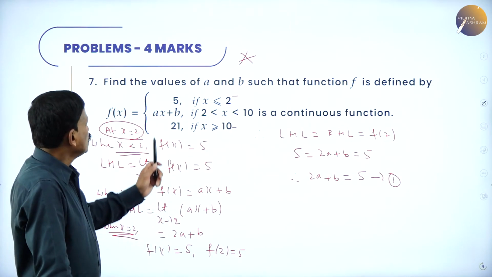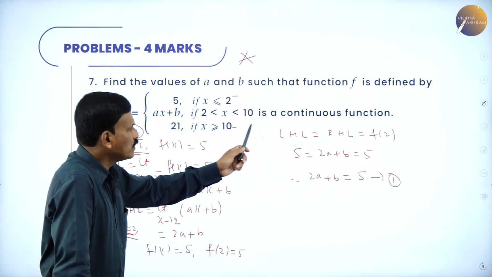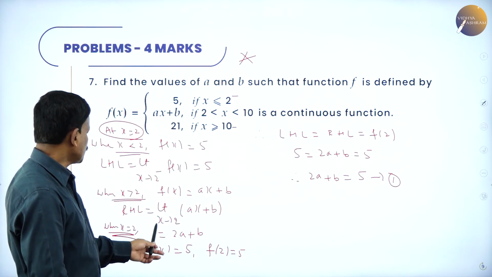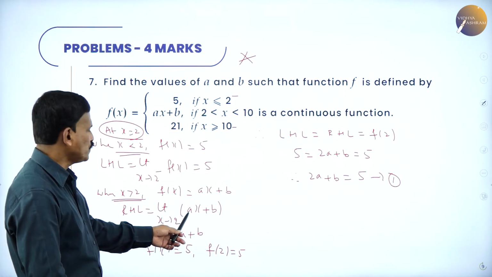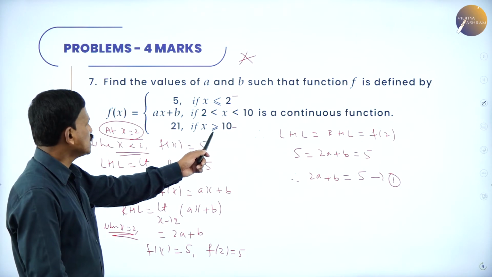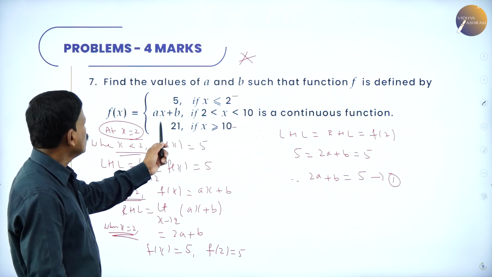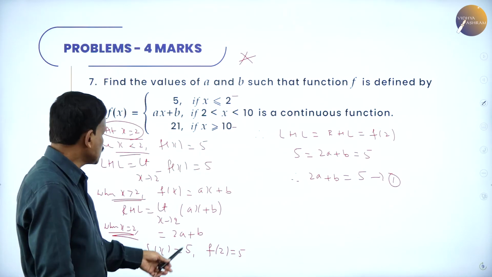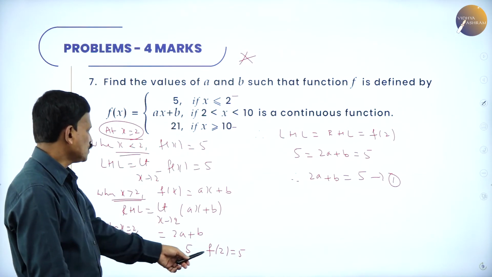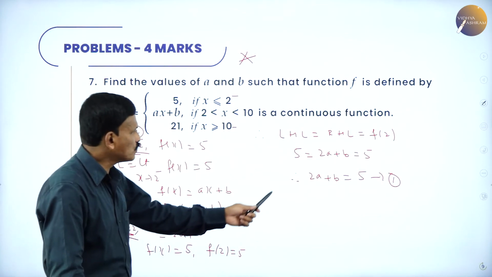left hand limit. When x is in between 2 to 10, x is greater than 2, f of x is equal to ax plus b, therefore the right hand limit is limit x tends to 2 of ax plus b, put x is equal to 2, 2a plus b. When x is less than 2, f of x is equal to 5. So therefore the functional value f of 2 is equal to 5.